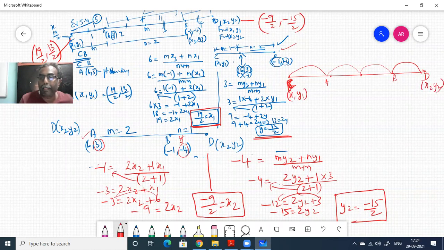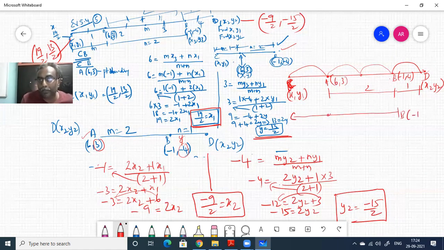That's all. So from here, this is 2 times and this is 1 time, because we know this point, minus 1 comma 4. In the same way, we know this point, 6 comma 3, also. So if you know 2 points, you can find the third point. The other way is C, and B is minus 1 comma minus 4. And A, you have 6 comma 3.